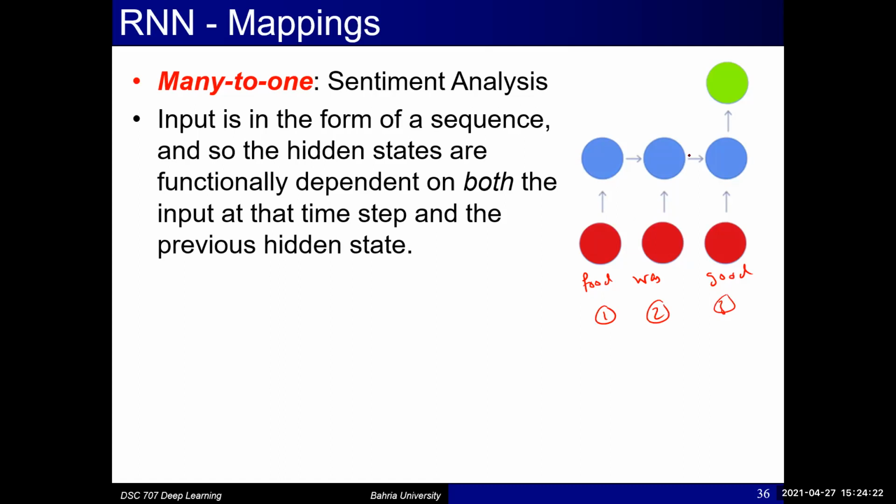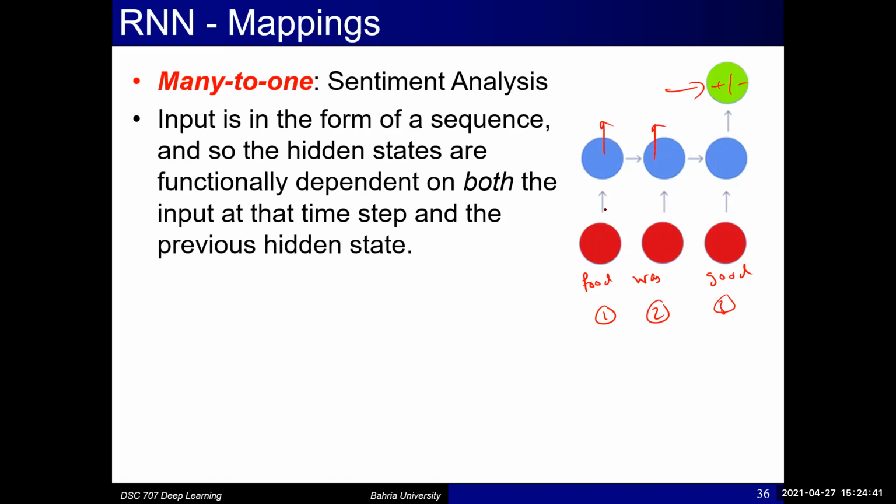This is your hidden layer, and this is your output layer, which is a single neuron, maybe saying whether the review is positive or negative. So you can use a sigmoid activation function. When you feed the complete sequence, only then can you take the decision. You cannot take a decision by looking only at the first word.